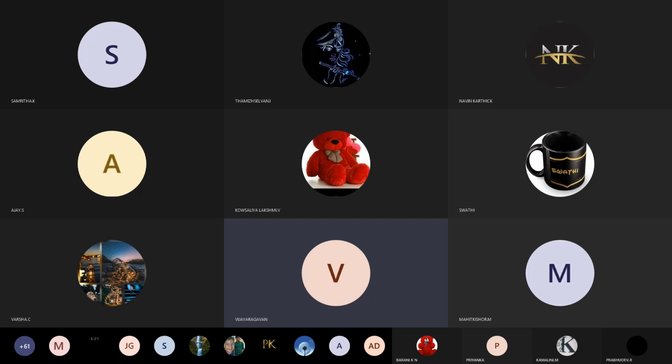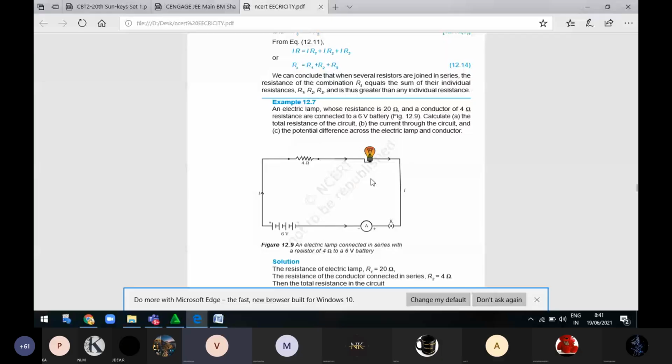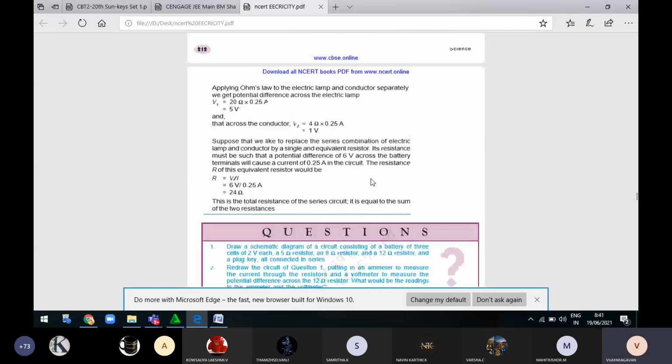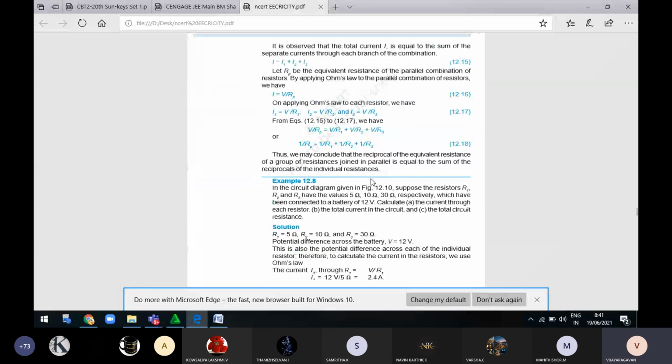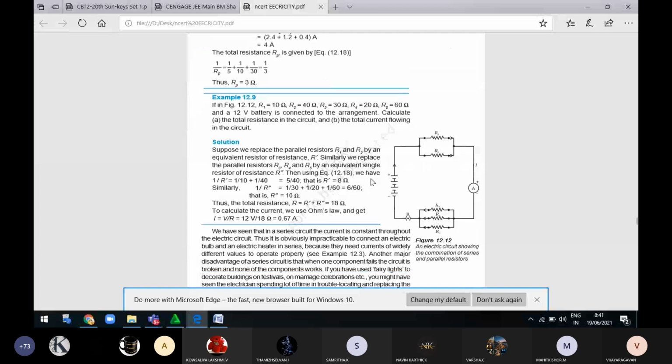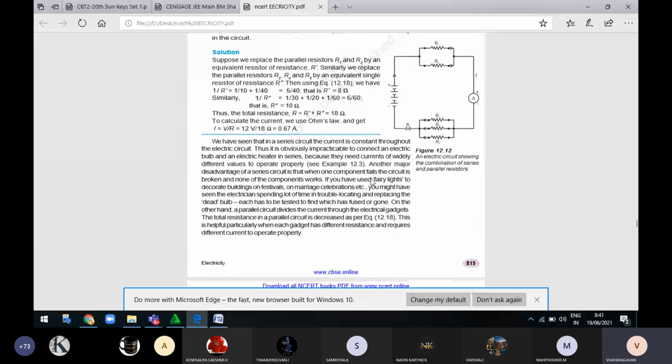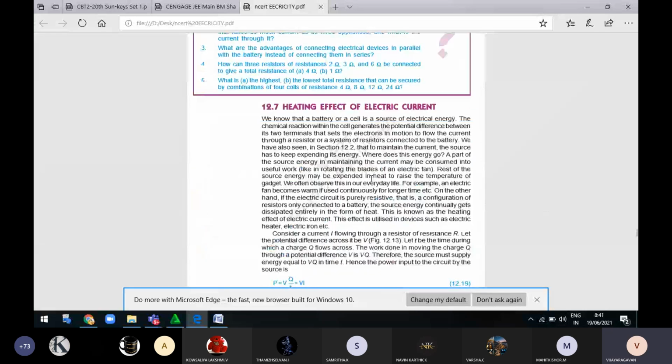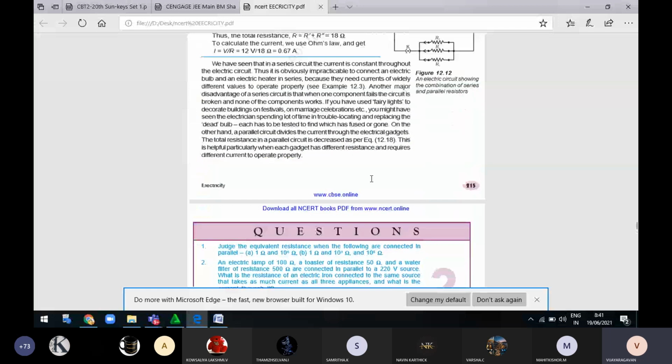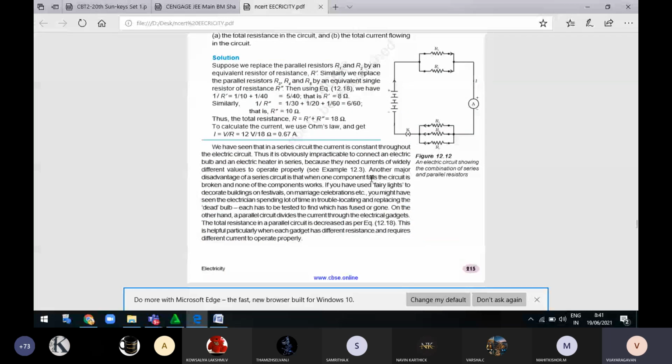See here, I've taken an NCERT book of yours. I'll take page number 215 first. Just let me give some information about circuits. Yesterday we did some two problems. We got the answer 0.67 amperes.